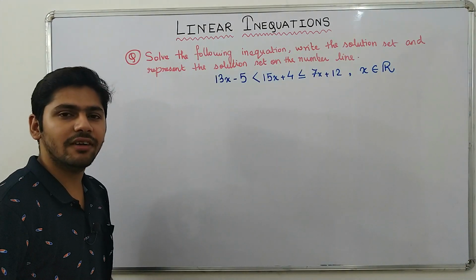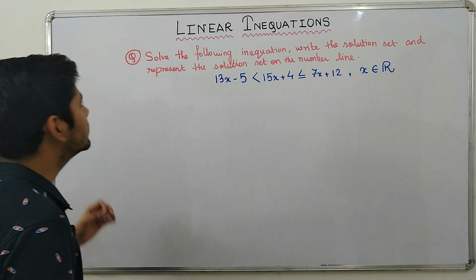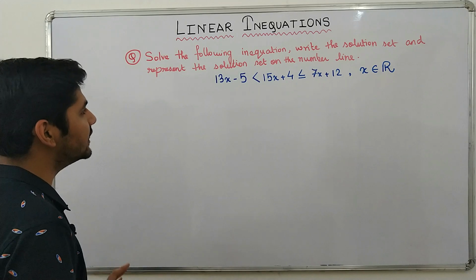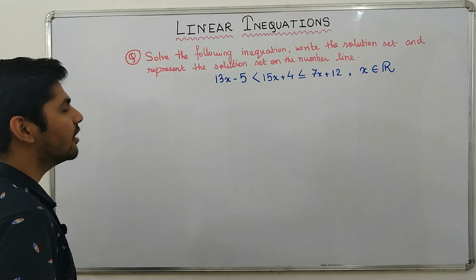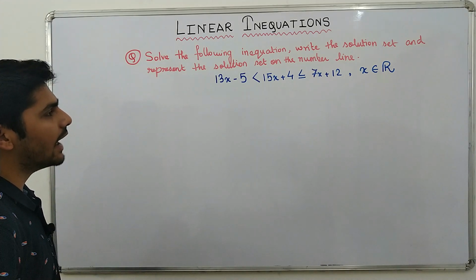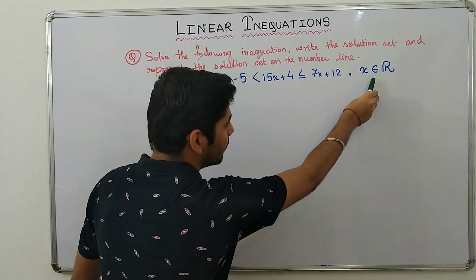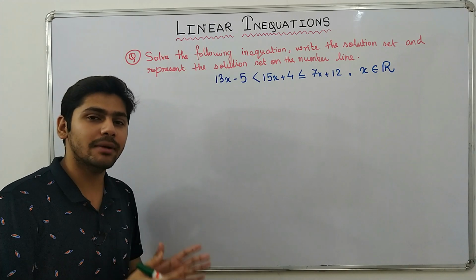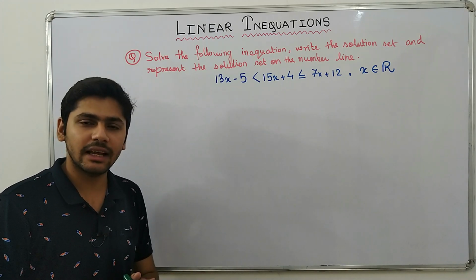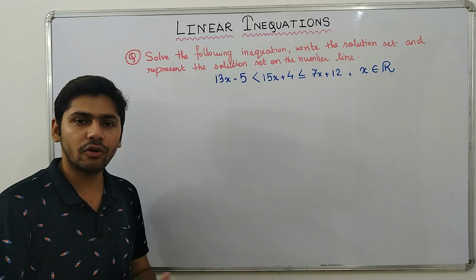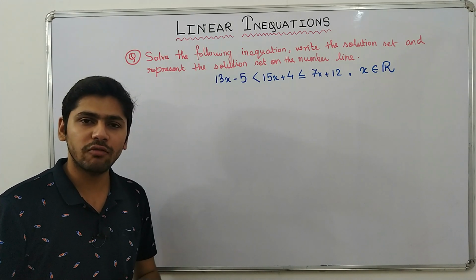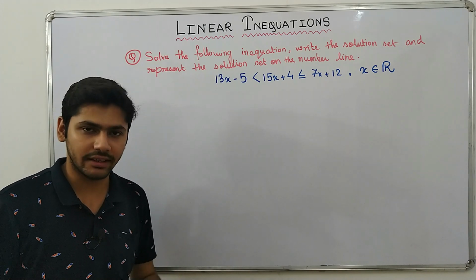Let's begin with the first question. Solve the following inequation. Write the solution set and represent the solution set on the number line. We have the given inequation and x belongs to real numbers. Now first let me tell you that x can belong to other number systems as well. That means x can belong to natural numbers, x can belong to whole numbers, and x can belong to integers. As we move on forward with the sums, we will show you everything.